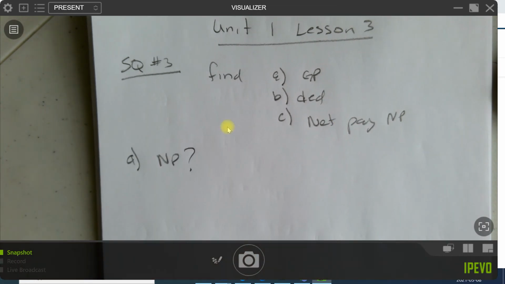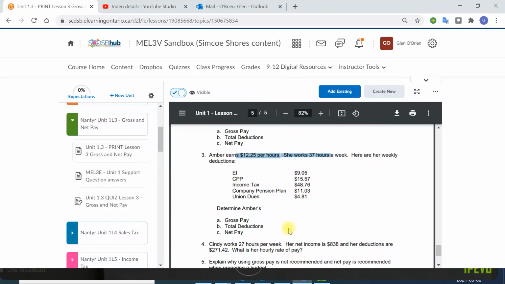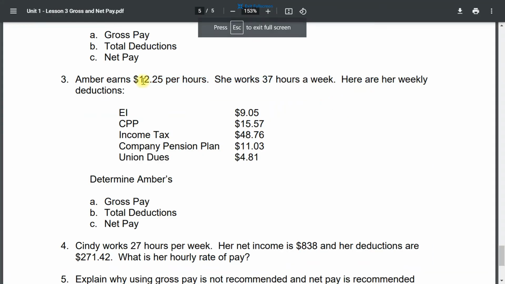How do we figure out net pay? Let's do that together. So instead of giving us the total, they said they worked 37 hours at $12.25. Sorry, gross pay, not net pay. We're going to find gross pay. So our gross pay is equal to our 37 hours times $12.25 per hour.